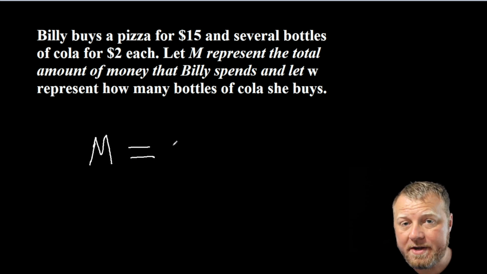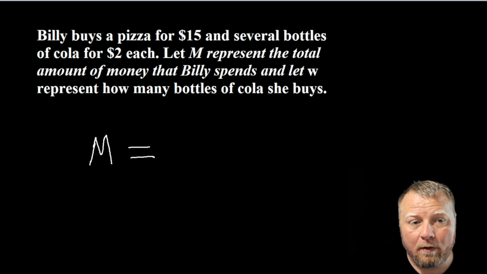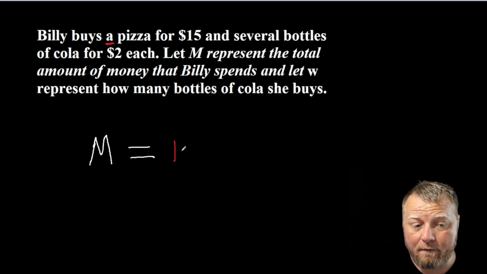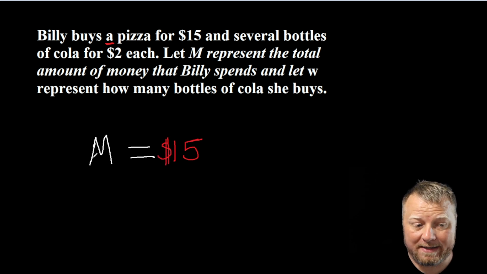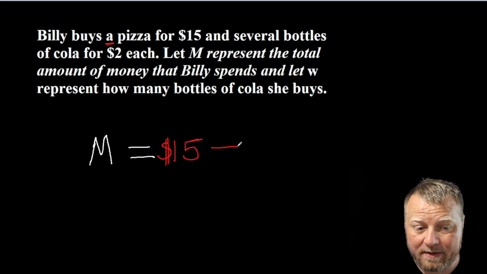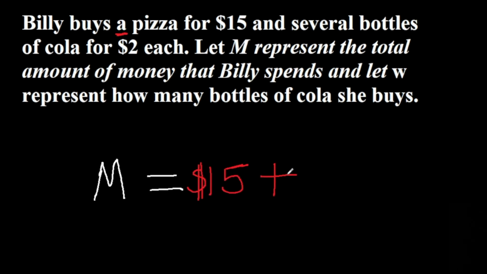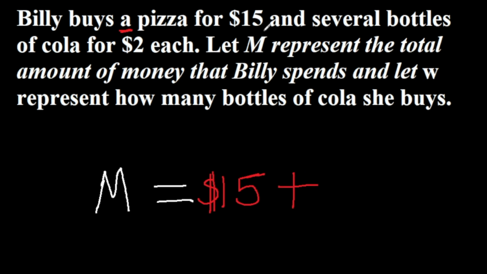We know that Billy bought a single pizza, and that pizza was $15. So we know for a fact that $15 is part of this equation. The amount of money spent is definitely $15, but they also bought cola. So we have an addition, another term to this expression.